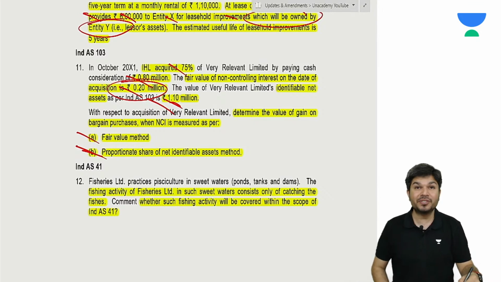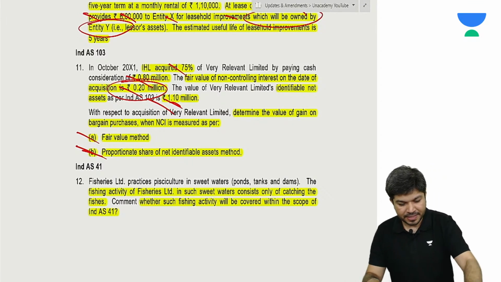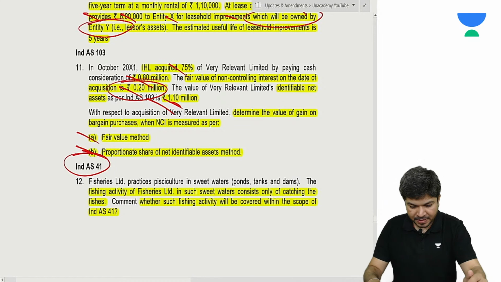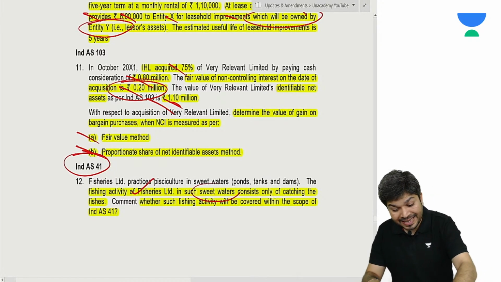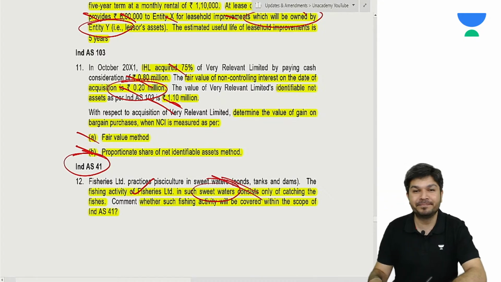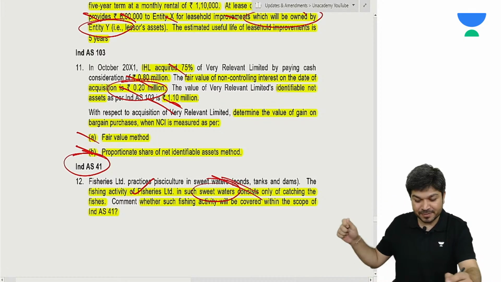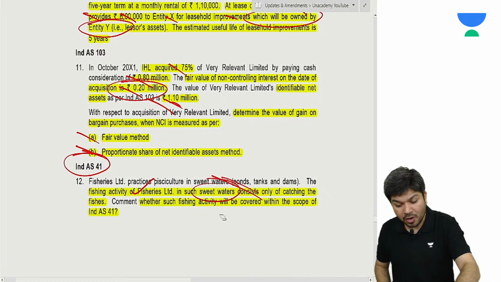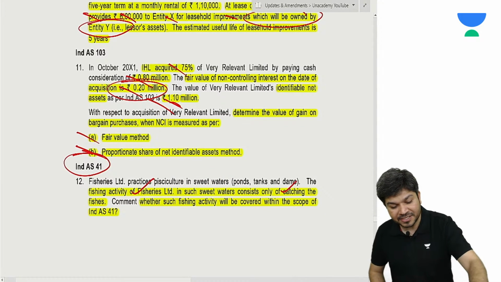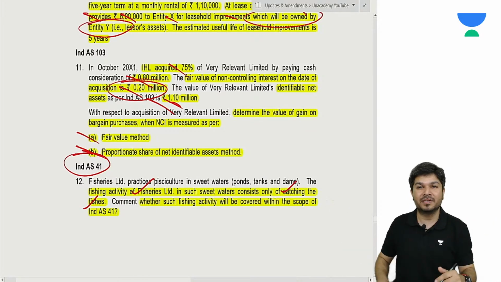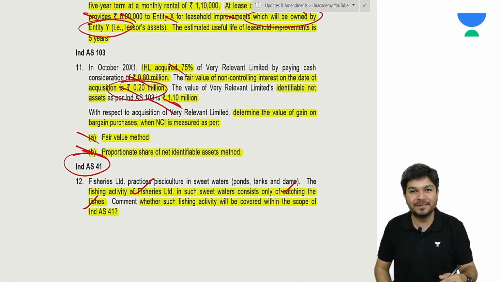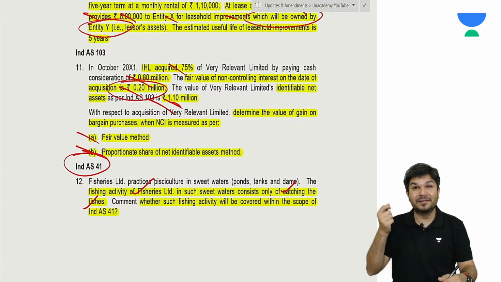Okay, next question in 12. Ind AS 41, again a simple one. You do fishing from lakes, ponds, dam, and your activity consists only of catching the fish. Is it covered under agricultural activity?